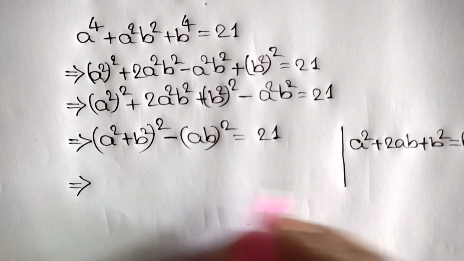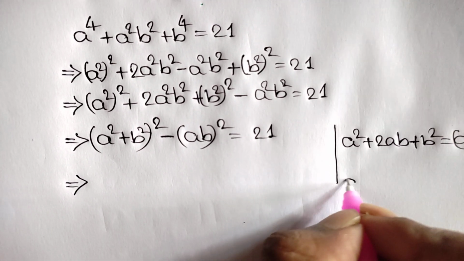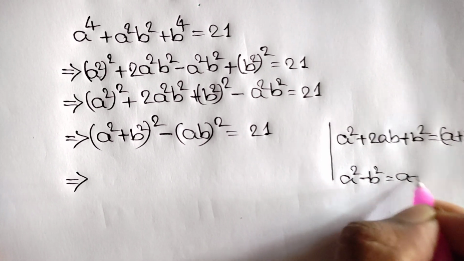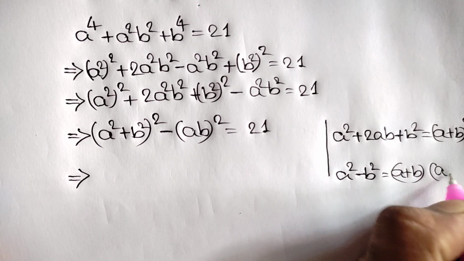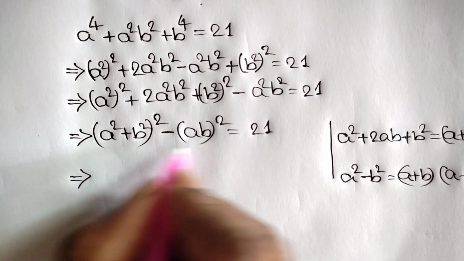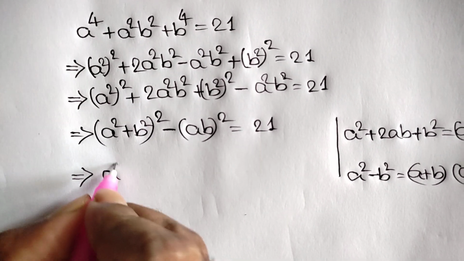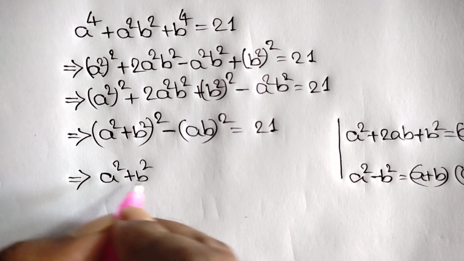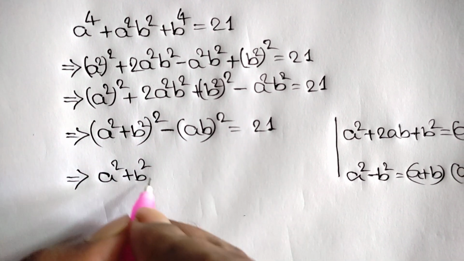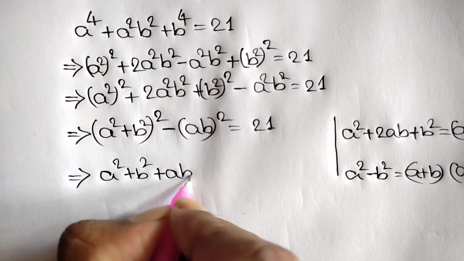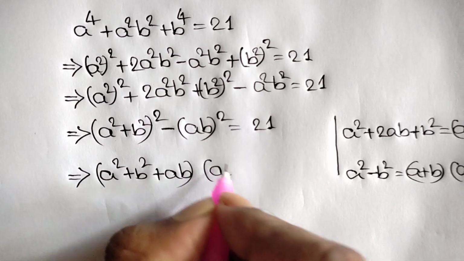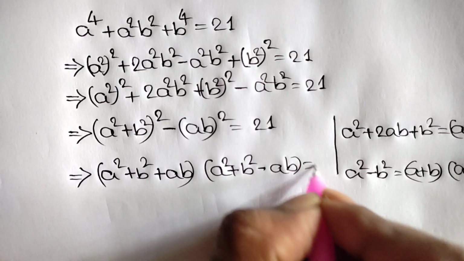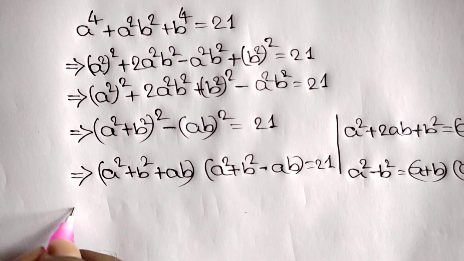Again we know a square minus b square is equal to a plus b times a minus b. So applying this rule here, we can write a square plus b square plus ab, that means ab, times a square plus b square minus ab is equal to 21.